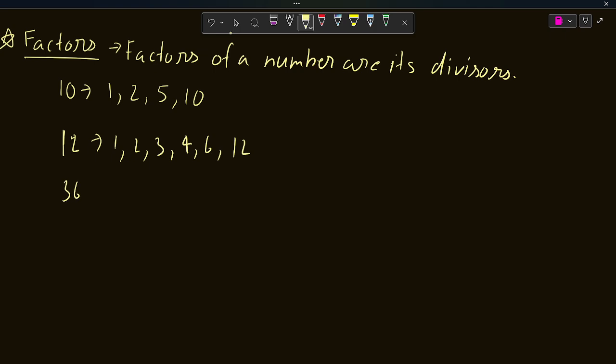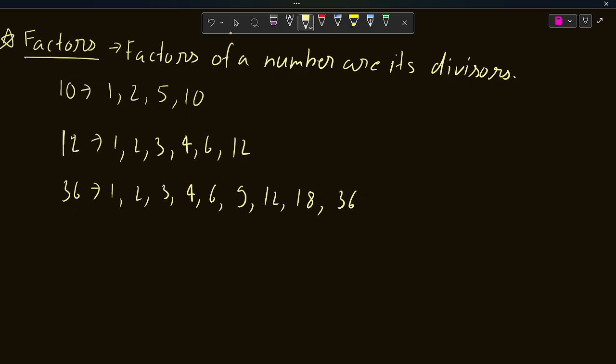Suppose I talk about 36, then all the numbers which can divide 36 completely will be called factors of 36. For example, 1, 2, 3, 4, then 6, then 9, then 12, then we have 18, then we have 36. All these numbers are factors of 36. Why? Because they are divisors of 36, because on dividing 36 by all these numbers, we will get remainder 0.